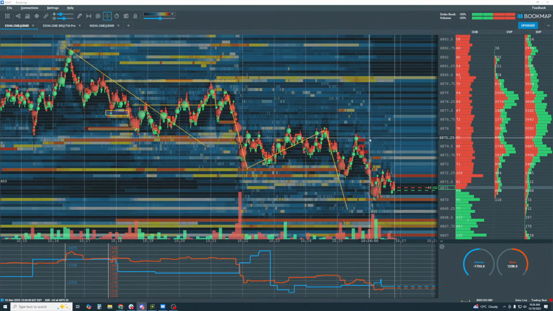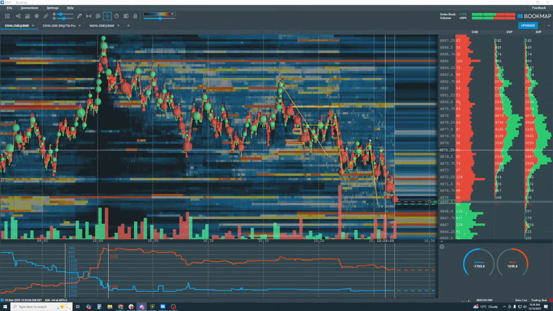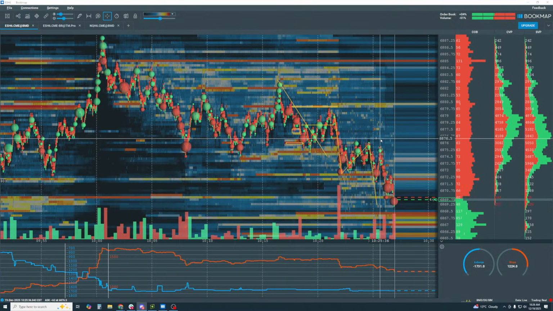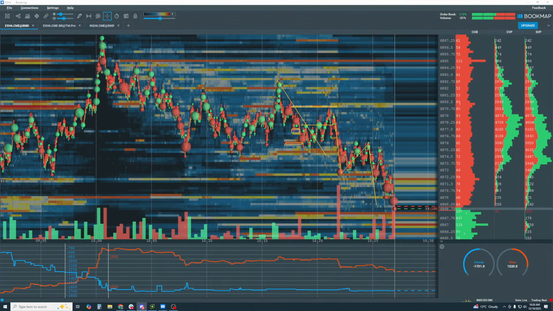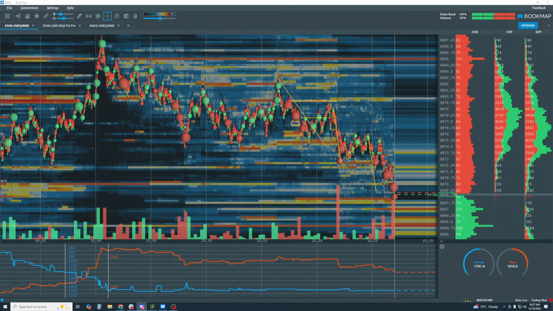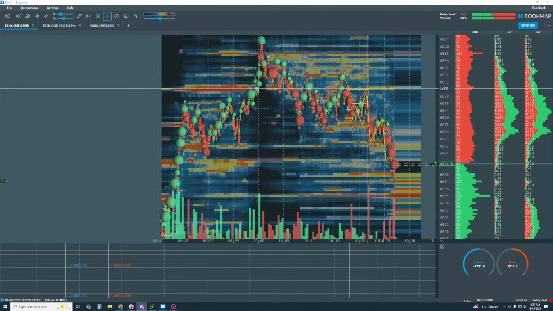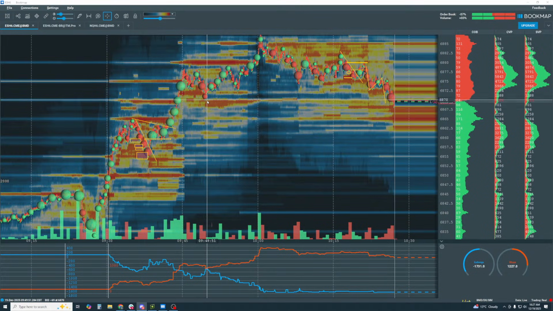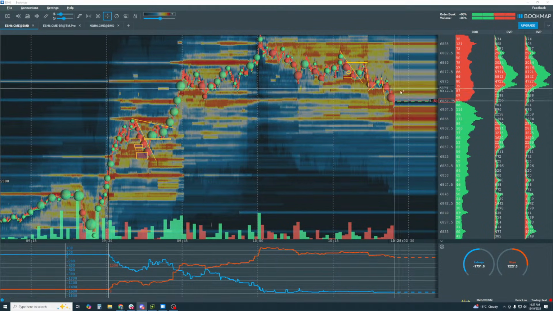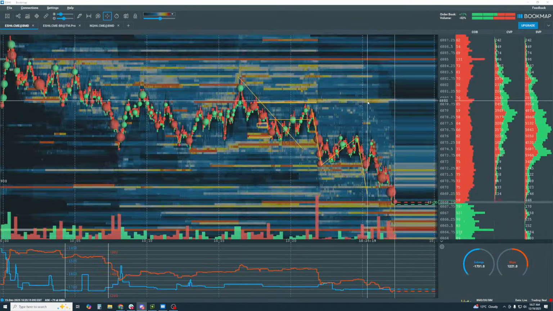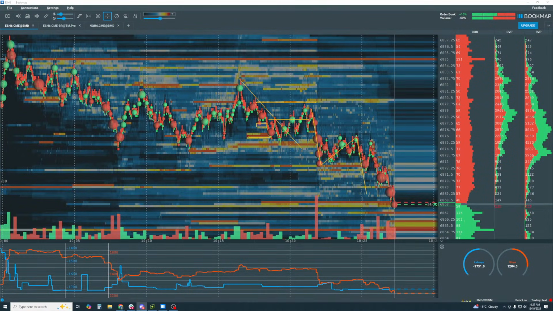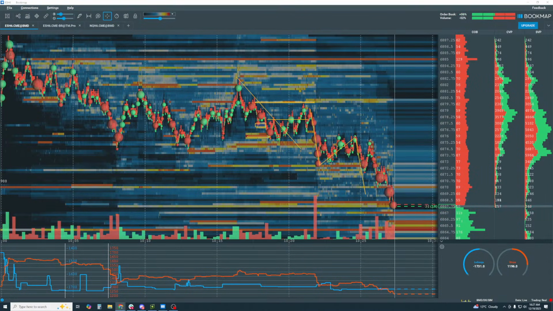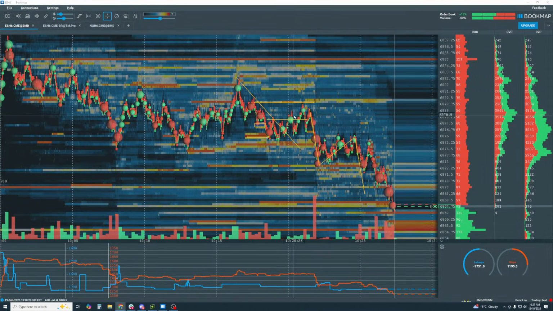Measured move, Richard, very, very simple in Bookmap. There's a couple different tools to use. Oh, you published. Okay, cool. All right, let's take a look. If you don't mind, we'll take a look. So let me answer your question, Richard.